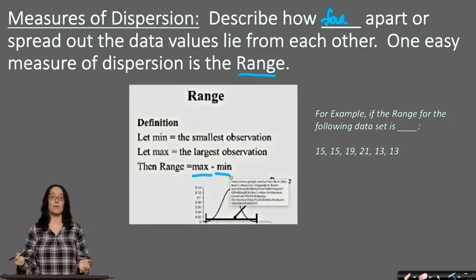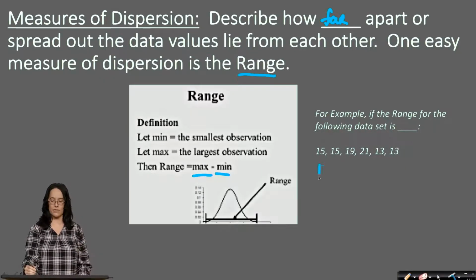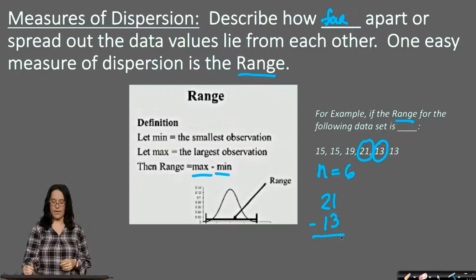For example, let's suppose you have some friends whose ages are 15, 15, 19, 21, 13, and 13. So n, our sample size in our data set here, is 6 people. To find the range, we simply take the maximum value, which in this case is 21, minus the minimum value, which is 13, and we get our range of 8, or 8.00.